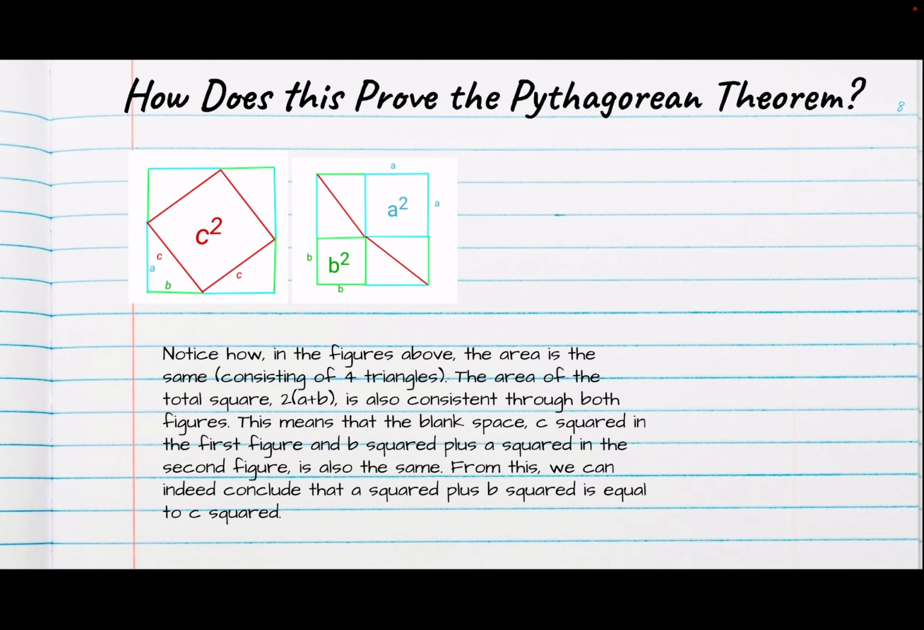How does this exactly prove the Pythagorean theorem though? Notice how in the figures above the area is the same, consisting of 4 triangles in both figures. The area of the total square, (a plus b) squared, is also consistent through both figures. This means that the blank space, c squared in the first figure and b squared plus a squared in the second figure, is also consistent. From this, we can indeed conclude that a squared plus b squared is equal to c squared.